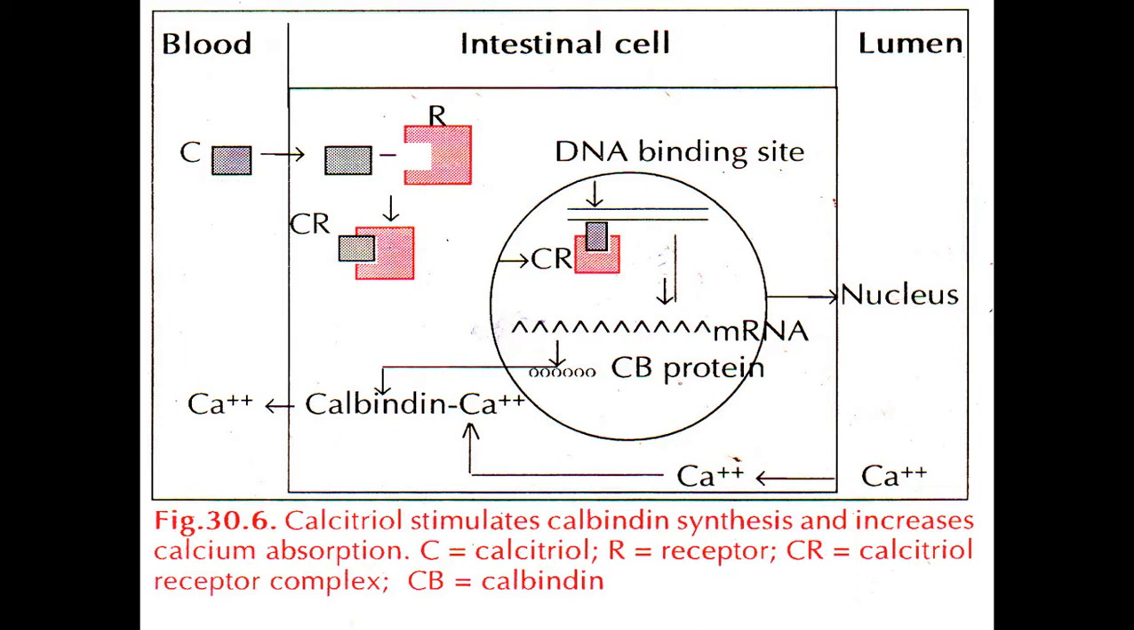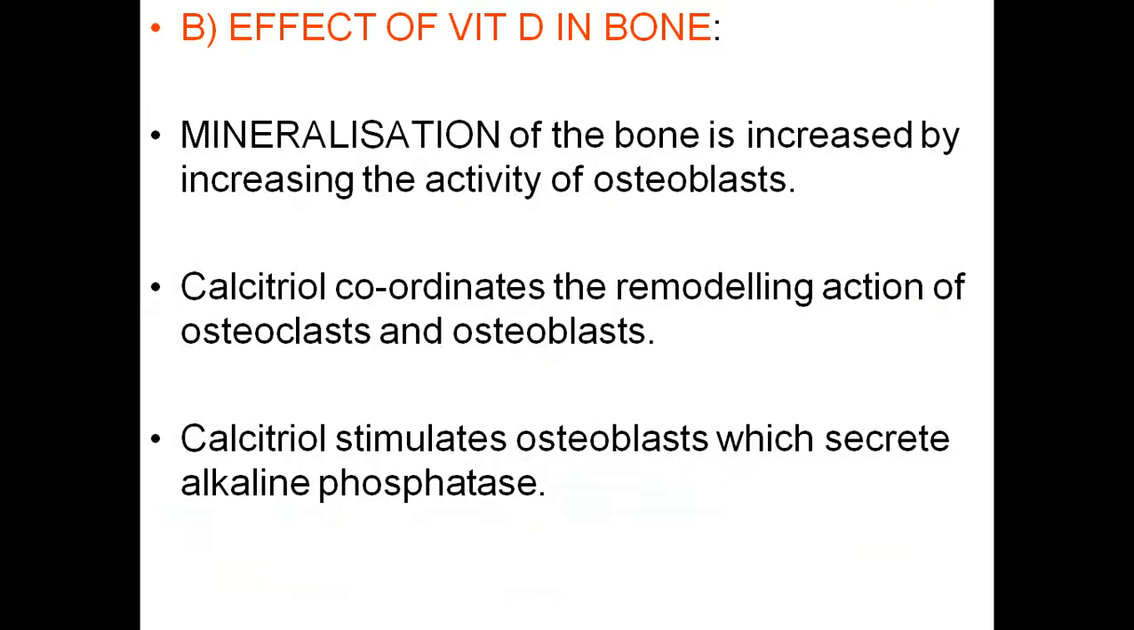This calbindin helps in the absorption of calcium from the lumen and transports this calcium from the intestinal cell into the blood. So calcitriol is involved in the absorption and transportation of calcium into the blood from the lumen of the intestine. That is about the action of calcitriol on the intestine.